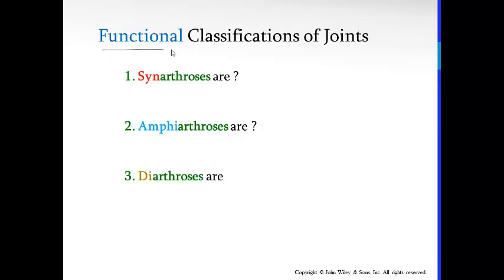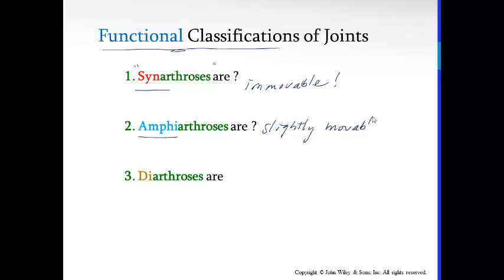And don't forget the functional classification of the joints when you're thinking about them. Consider if they are synarthrosis, which means they are immovable. Are they amphiarthrosis, which are slightly movable? And are they diarthrosis, which are freely movable?